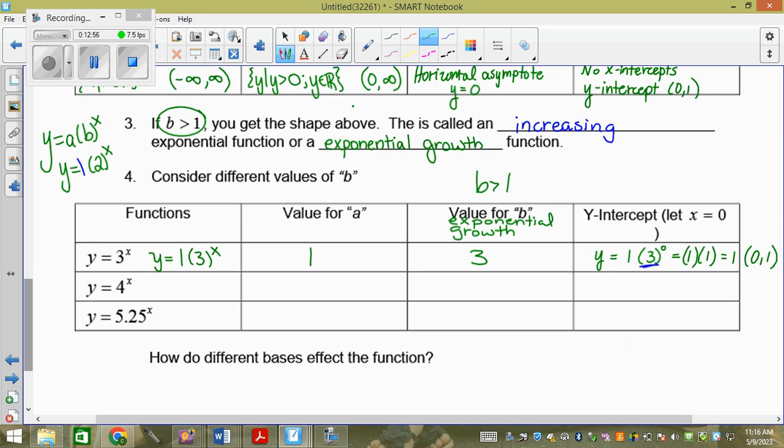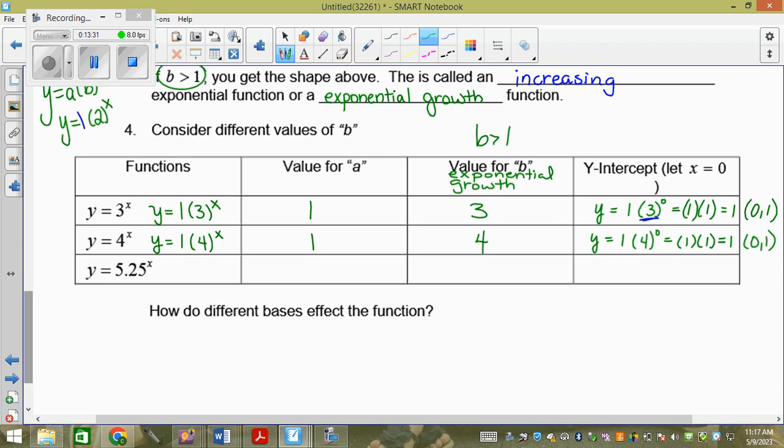What's the value of a for this one? 1. 1 again. What's the value of b? Is it growing faster than the previous one or not as fast? Faster, because it's quadrupling now, right? The y-intercept is going to be y equals 1 times 4 to the 0, which is 1 times 1, which is still 1. So this one has (0, 1) as well. 5.25 would be the same thing.